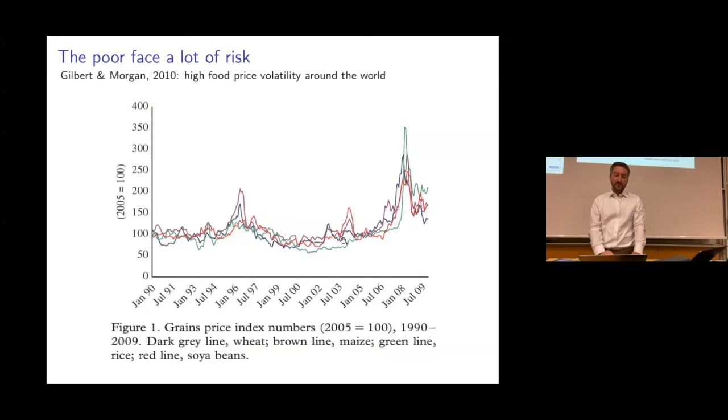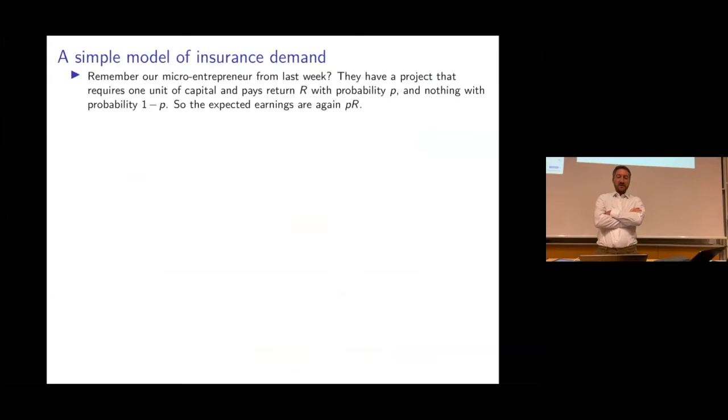Okay, so there's a lot of risk in low-income settings, and that should mean that insurance should be quite attractive, and we'll see under which conditions this is true. So let me show you a little bit of theory, and we'll start with the same micro-entrepreneur that we talked about last week. Remember that they have a project that requires one unit of capital, and that project pays a return R with a probability P when the project is successful, and otherwise it pays nothing. So the expected earnings are P times R, and we saw that last week. And that's when they're not insured against anything. That's just the entrepreneur doing their thing without any insurance.